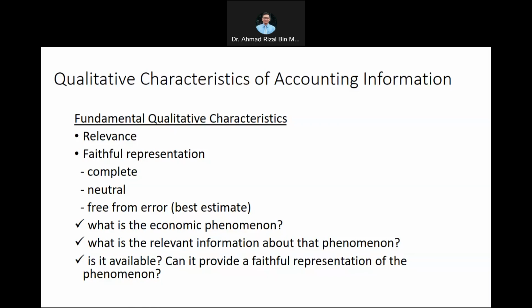So you have to ask what is the economic phenomenon. You have to understand it, and you have to try to explain it in the most straightforward way possible. And what is the relevant information surrounding that particular phenomenon? Is the information available? And can it provide a faithful representation of that particular phenomenon? So those are the guidelines.